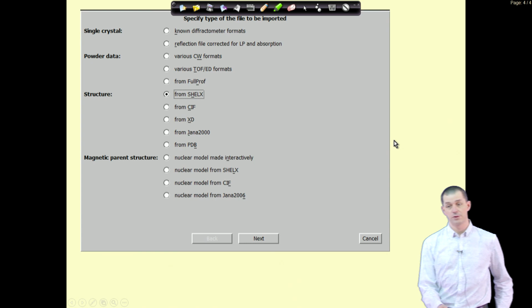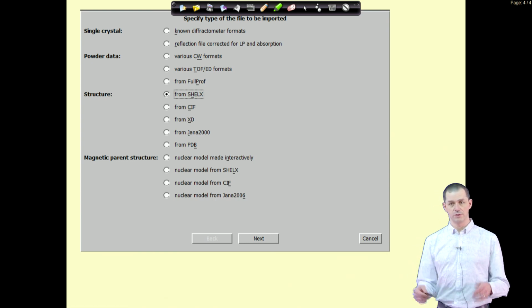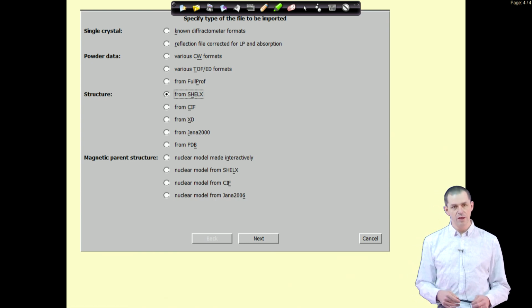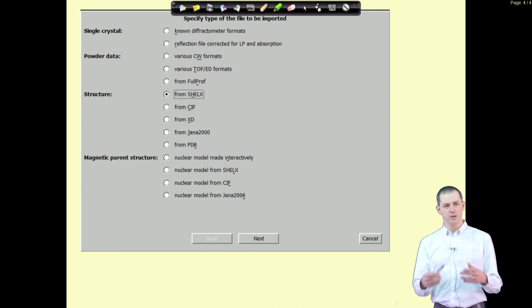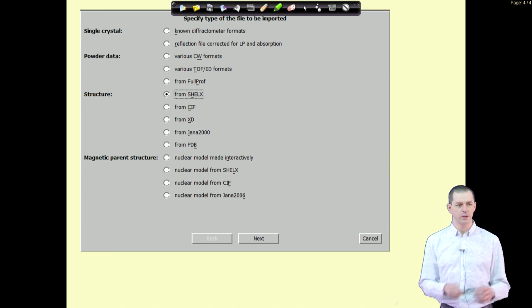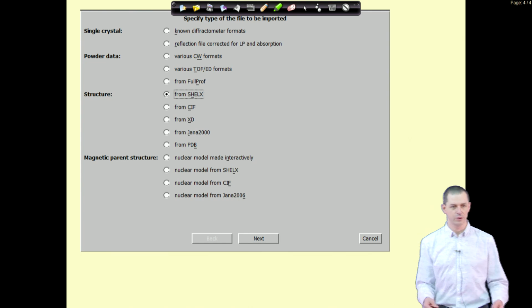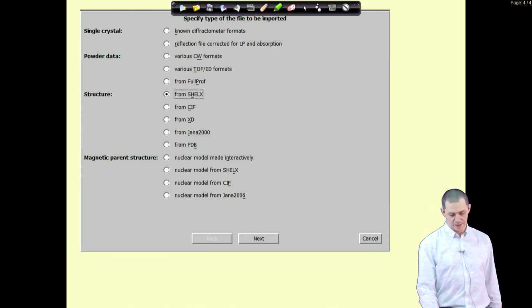And then you can import structure. So if you solve the structure using another system, typically Shelx, and you feel that you need some special feature of Jana, you can import the structure from Shelx and continue working with it in Jana.